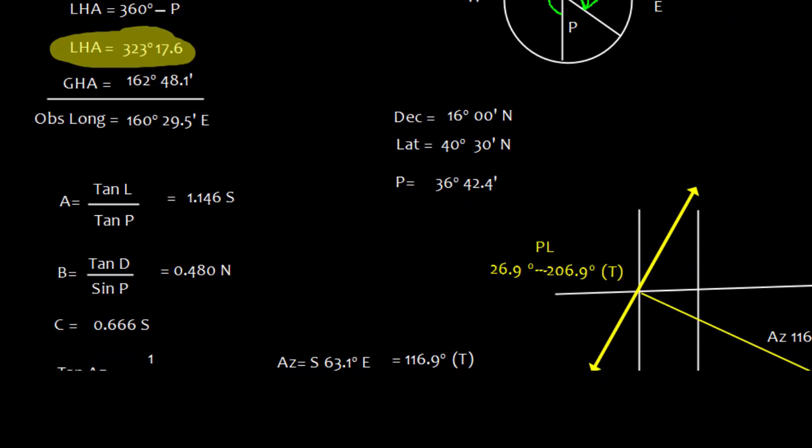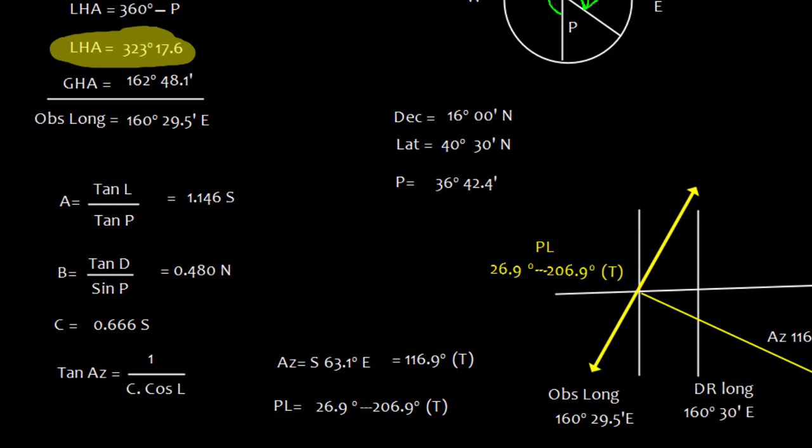Now our target is to find A, B, C. So A is equal to tan latitude upon tan P, which is 1.146 south. B is equal to tan D upon sin P, which is 0.80 north. The B is named as declination, so declination is north. A is named opposite to latitude, latitude is north, so this is south. Well, we can write these three values so that it's much easier to put the values and find the value. So here the C is 0.66.